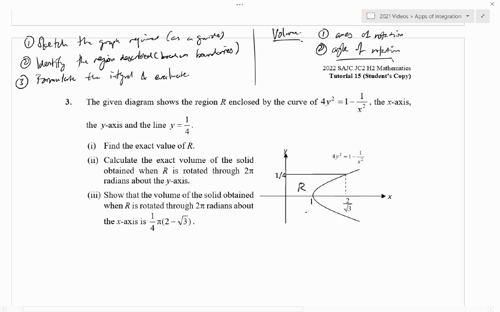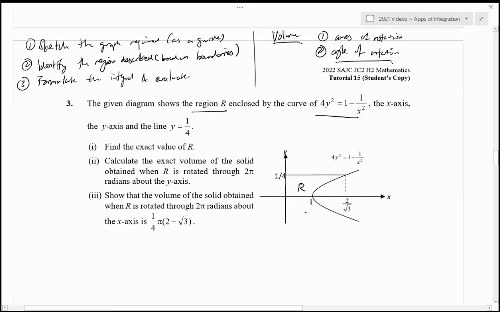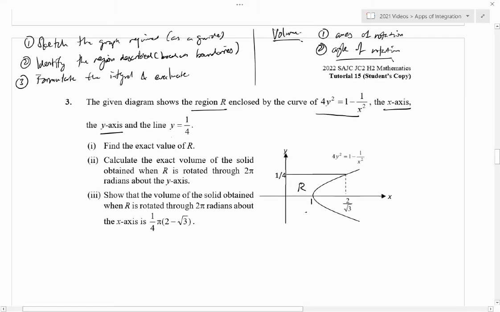But the only thing is, the sketching is provided in this question. The diagram given to you is quite comprehensive. All right, the given diagram shows the region R enclosed by the curve 4y squared equals 1 minus 1 over x squared, the x-axis, the y-axis, as well as the line y equals 1/4. So in totality, there are actually 4 boundaries given to you.